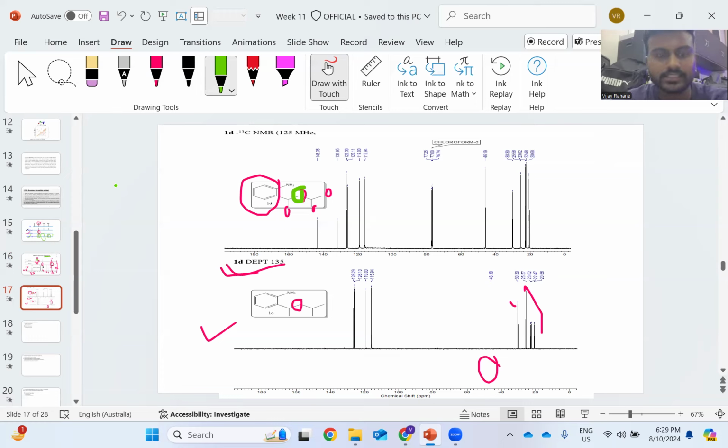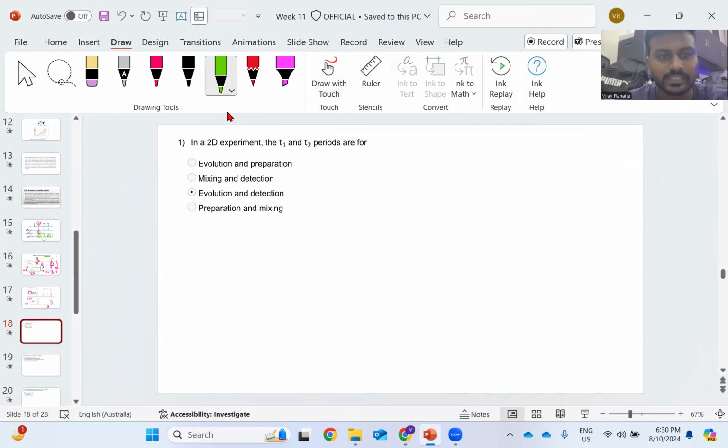So any doubt in this one? All right, if you don't have any doubt, we'll just move to our problems. Some of the problems I have taken as they are from the assignment, and I will just go one by one quickly.